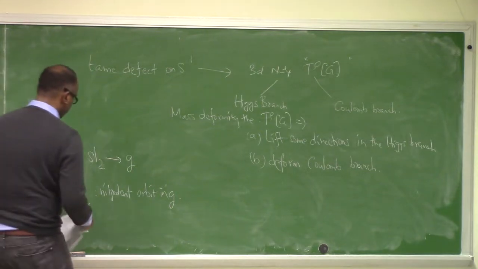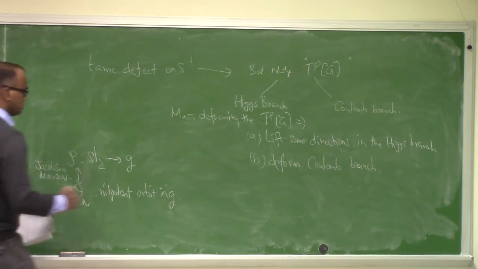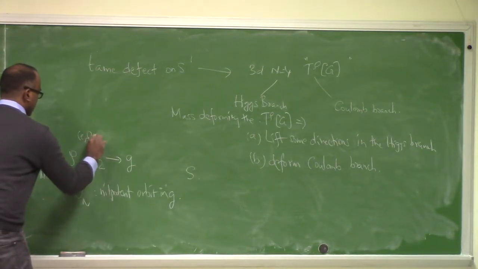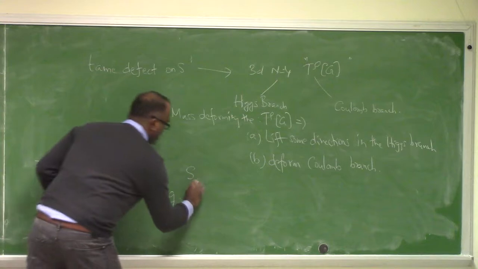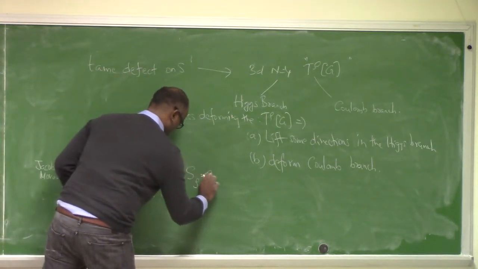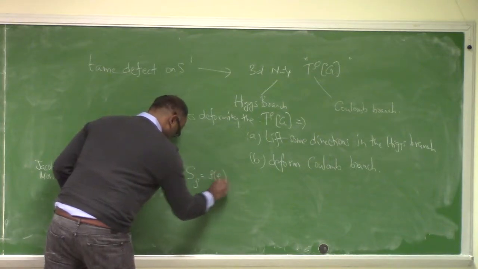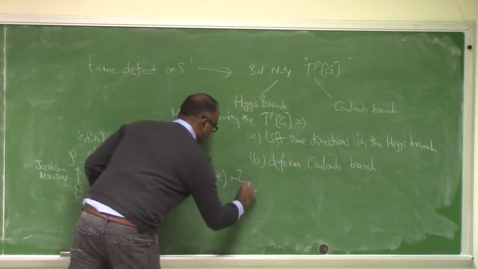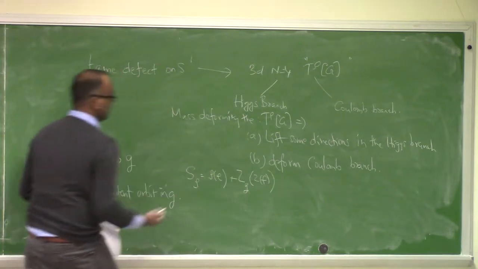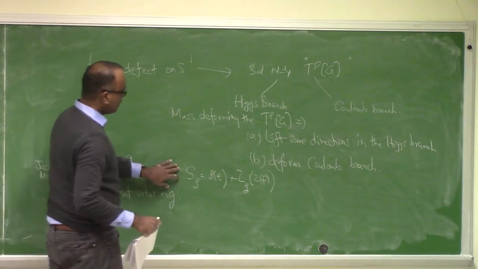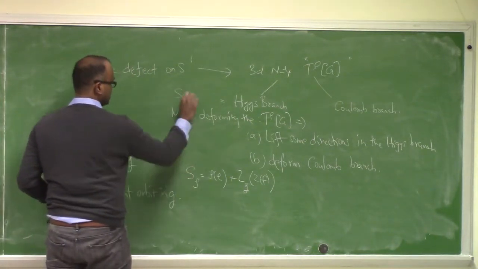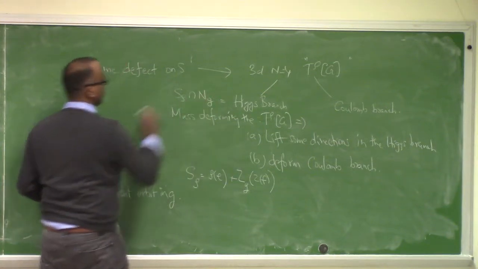Now, the Slodowy slice to this orbit is basically defined in the following way. I have the standard SL2 triple, and the Slodowy slice to the orbit O_N is basically: you take the nil-positive element and you add the centralizer of the nil-negative element. And the Higgs branch here is basically this Slodowy slice intersected with the nilpotent cone of G.